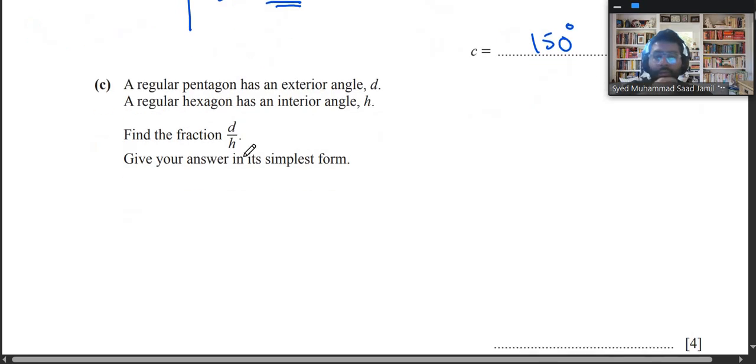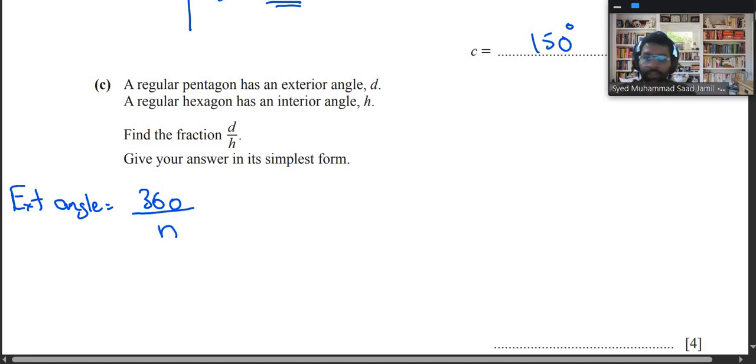Okay. Now moving on to our next question, it says a regular pentagon has an exterior angle D and a regular hexagon has an interior angle H. Find the fraction D upon H. Give your answer in its simplest form. So look guys, in this question we need to understand some formulas. So one formula is basically exterior angle, alright, exterior angle is equal to 360 divided by the number of sides. Okay. And it says a regular pentagon has an exterior angle D.